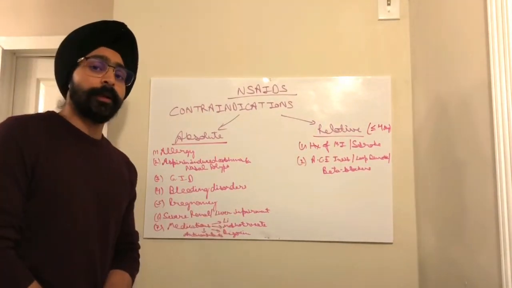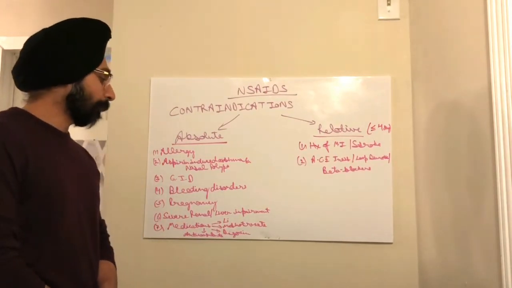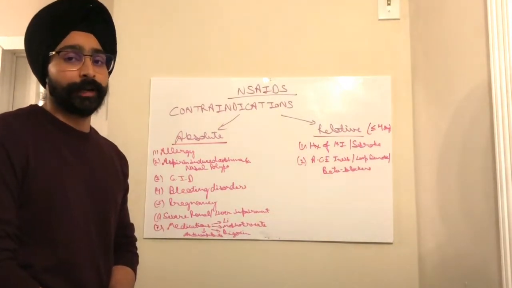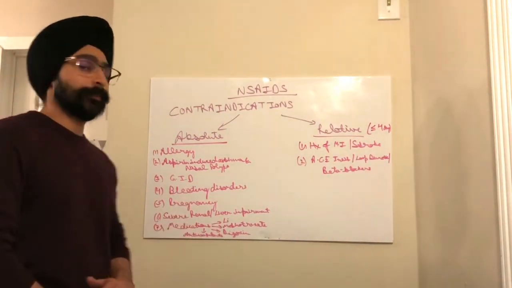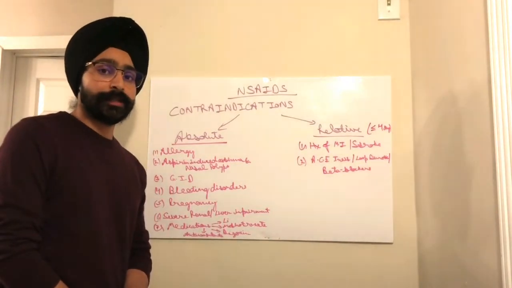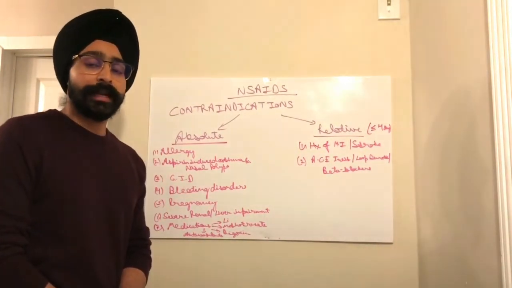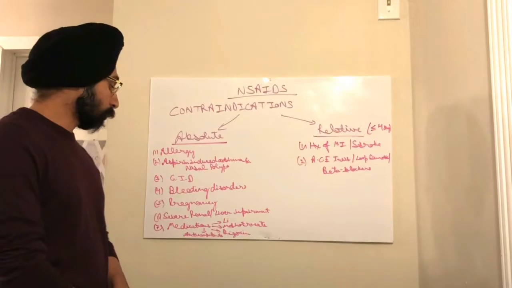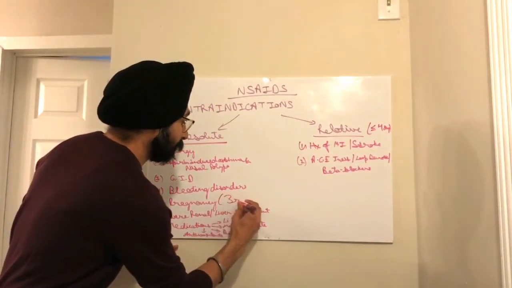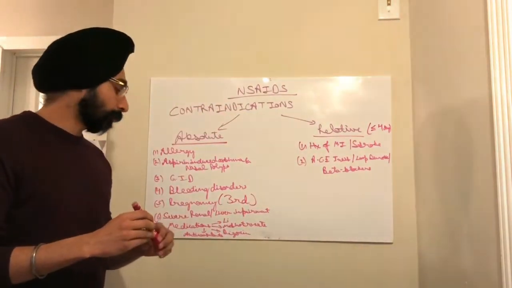The next group is bleeding disorders, for example, von Willebrand's disease, hemophilia. So if a patient has hemophilia, then NSAIDs are considered absolutely contraindicated. Next is pregnancy. In pregnancy, only in the third trimester, that is the last trimester, NSAIDs are considered contraindicated, but not in the first and the second trimester. So always remember that in pregnancy, only in the third trimester, the NSAIDs are considered contraindicated.